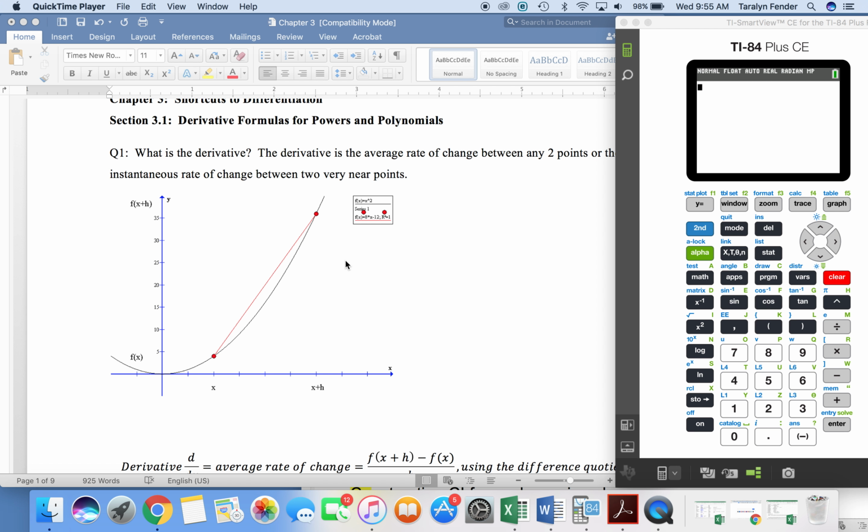Today we're going to talk about derivatives. What is a derivative? The derivative is the average rate of change between any 2 points or the instantaneous rate of change between two very near points.